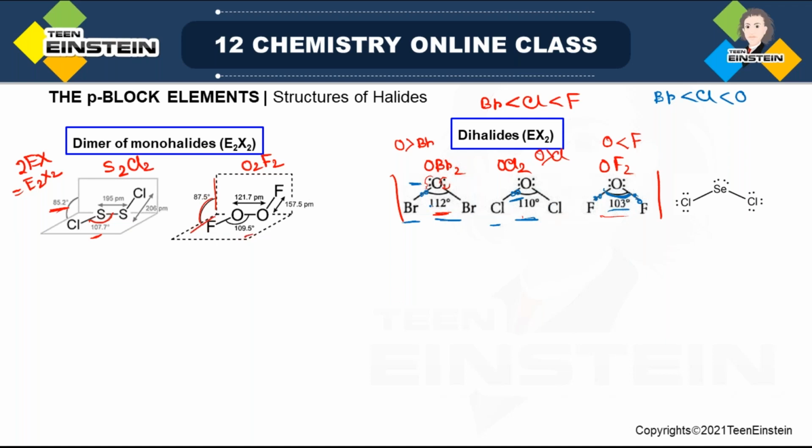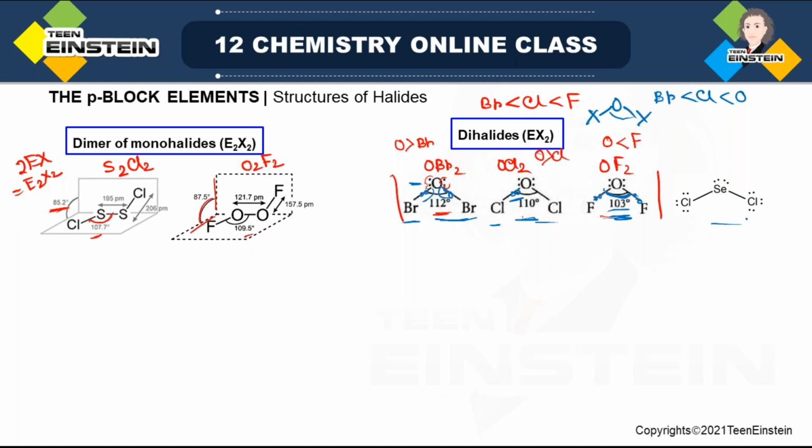But in case of OBr2, the electron density will be closer towards oxygen. So there will be bond pair repulsion. As a result, the angle will increase. In case of OCl2 also, the angle will be higher than 103, but it is to some extent lower than OBr2. Okay, so this is the explanation behind this order of bond angle of XOX in general.